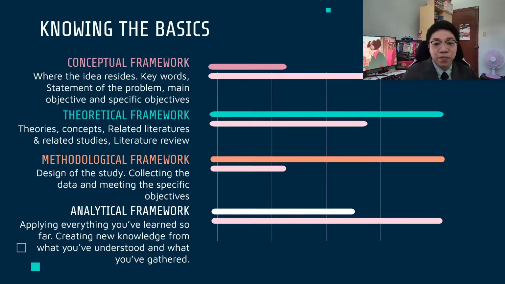The methodological framework, on the other hand, is the design of the study. This is where the researcher would collect the data and meet the specific objectives that were mentioned in the conceptual framework. And finally, we have the analytical framework, where, from its name, the researcher would make the analysis, creating new knowledge out of the knowledge that you've gathered from the theoretical framework and your methodological framework. And hopefully, this knowledge would be added to the greater body of knowledge and further contribute to humanity's development.